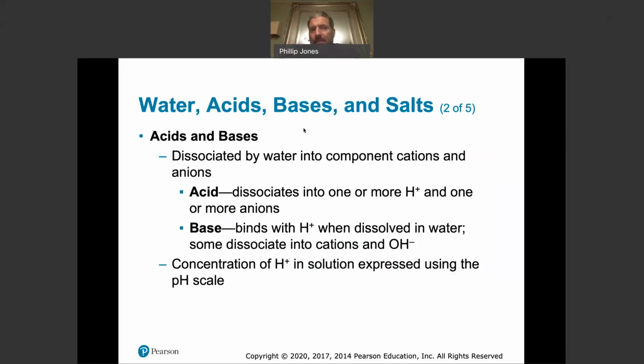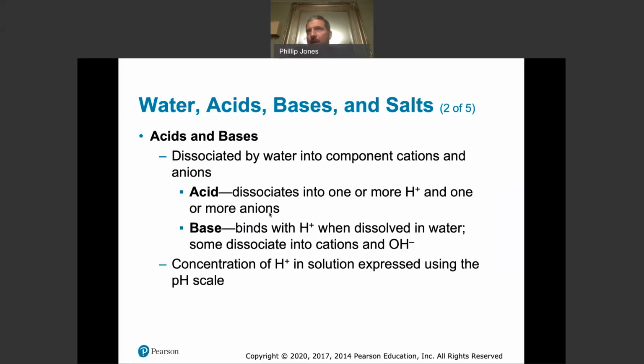So acids and bases dissociate by water into component cations. Remember, these are positive charge and anions. Acids dissociate into one or more hydrogen atoms and one or more anions.